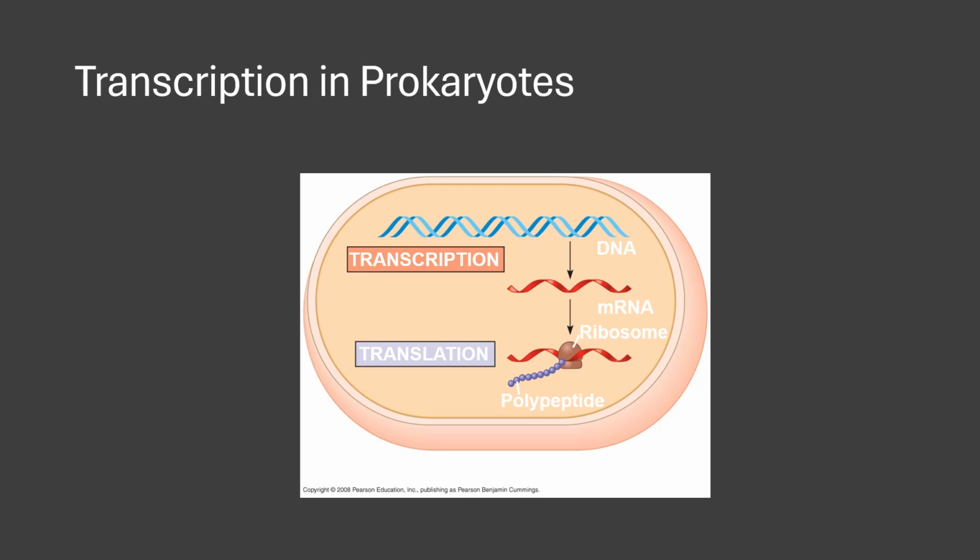So there's some differences in transcription in prokaryotes and eukaryotes, and part of that relates to where the DNA itself is. In prokaryotes, there's no nucleus, of course, and so transcription happens in the cytosol. So you're seeing here DNA being made into mRNA, and actually what immediately happens is as soon as the mRNA is made, the ribosome can attach and starts making this amino acid polymer, polypeptide.